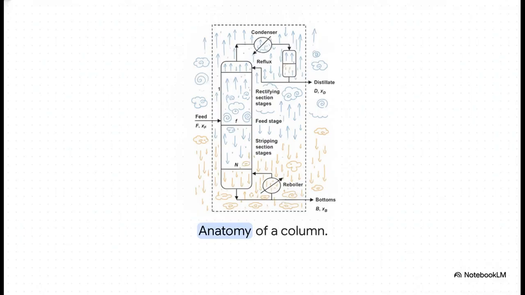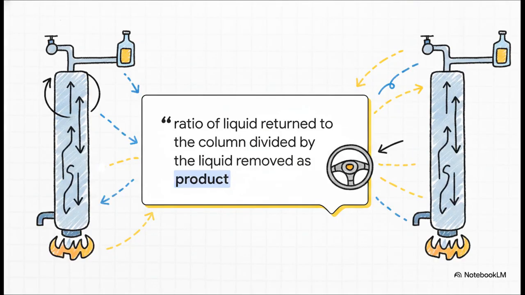And speaking of the top of the column, you need to lock this fundamental definition into your brain right now, the reflux ratio. It's defined as the ratio of the liquid returned to the column divided by the liquid removed as product. This isn't just some trivia question for a quiz, it is essentially the steering wheel for your entire operation. The exact amount of liquid you decide to pump back down directly dictates how pure your overhead product is going to be, and, equally important, how hard your reboiler has to work down at the bottom.